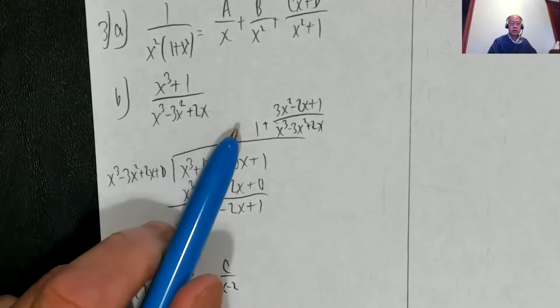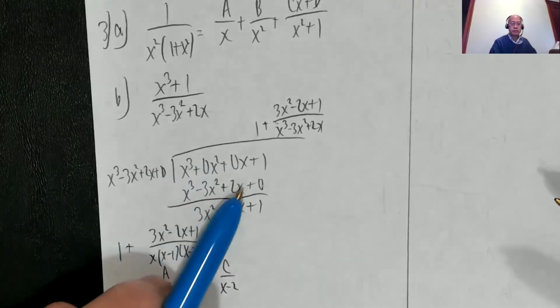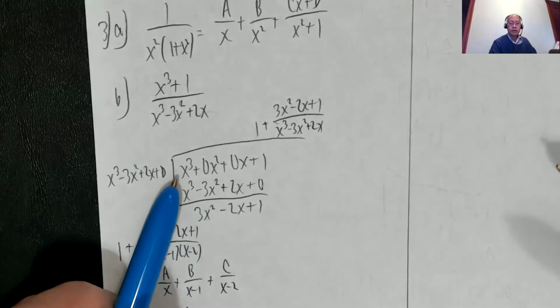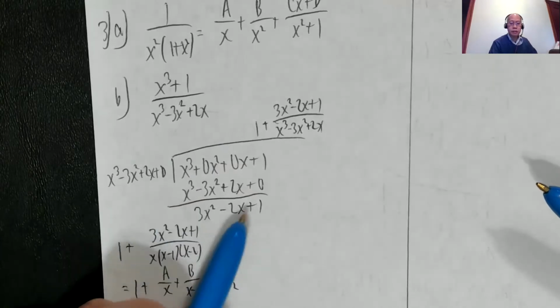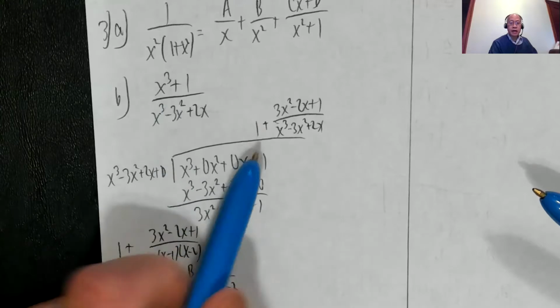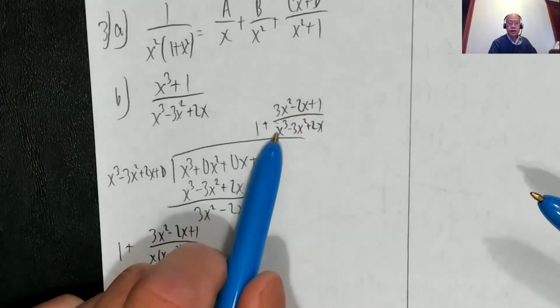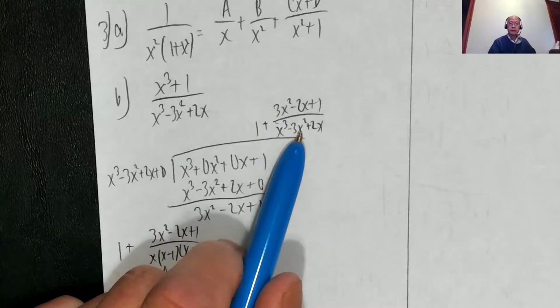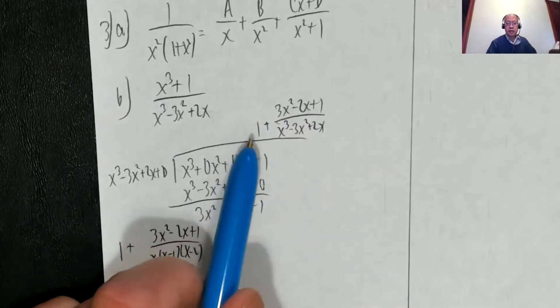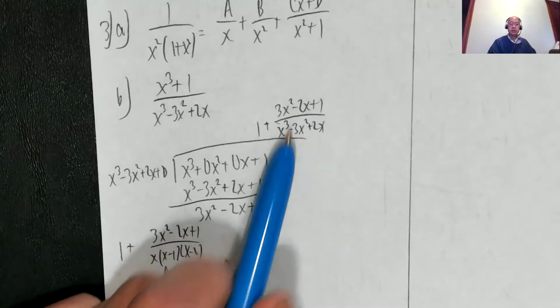Okay, x cubed goes into x cubed 1 time. Copy x cubed minus 3x squared plus 2x plus 0. Subtract. If you subtract, that's nothing. 3x squared minus 2x plus 1. So this quotient, that divided by that, is 1 plus (3x squared minus 2x plus 1) over (x cubed minus 3x squared plus 2x). Okay, so when it comes to integration, 1 is easy to integrate. And this one, you'll do your partial fractions.